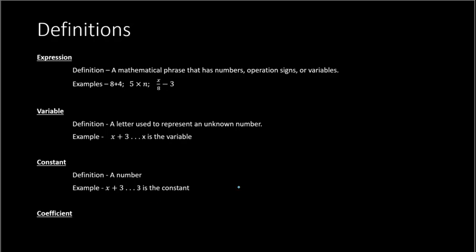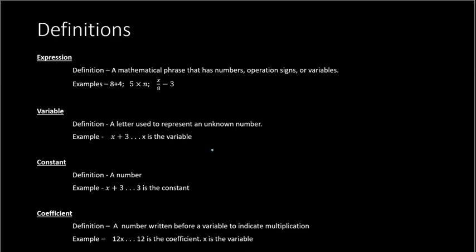And then we have what's called a coefficient. So co, that prefix means with. So this is a number with the variable or in front of the variable. It's a number written before a variable, and this is used to indicate multiplication. So for example, 12x, 12 is the coefficient because 12 is a number with the variable or in front of the variable, and it's used to represent multiplication. So 12 is the coefficient. And then x would be the variable because that is the letter representing an unknown number.